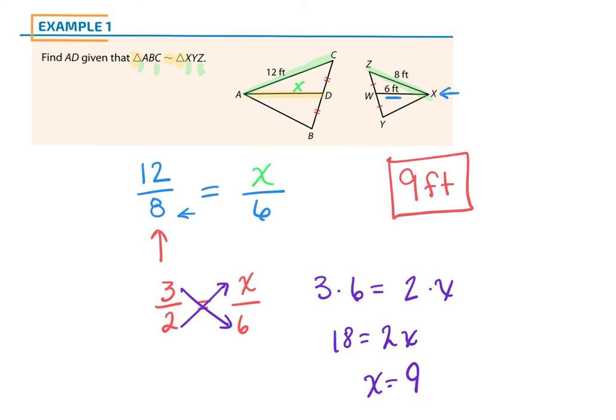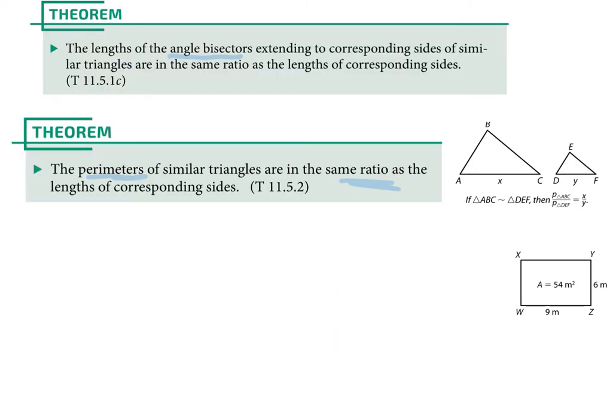This is a median. So the picture that we had before was the altitude. It went perpendicular. This is the median. We know that it's the median, even if it doesn't tell us, because we have those marks that indicate those are congruent segments. So we know that's the median, and we can assume that they're both medians and that they have the same ratio. All right, so angle bisectors, if it bisects an angle, they're in the same ratio. Perimeters are in the same ratio. So the distance around is also in the same ratio.